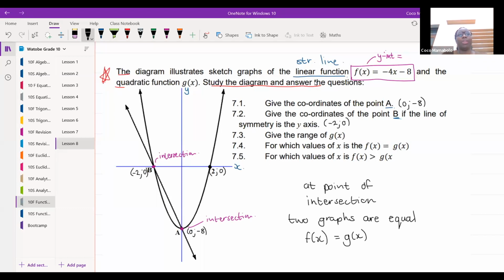Okay. So we need to make sure that we're writing it in coordinate form. Otherwise, we're not going to get our mark. In fact, you need to write an A in front of this one, and you need to write a B in front of this one.